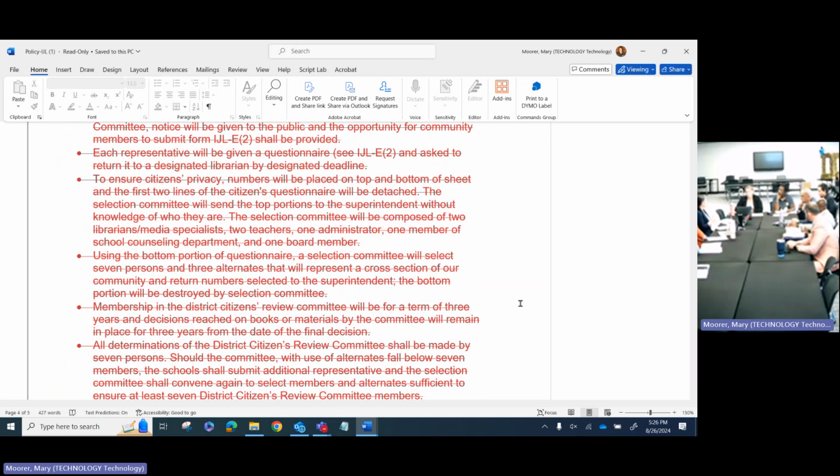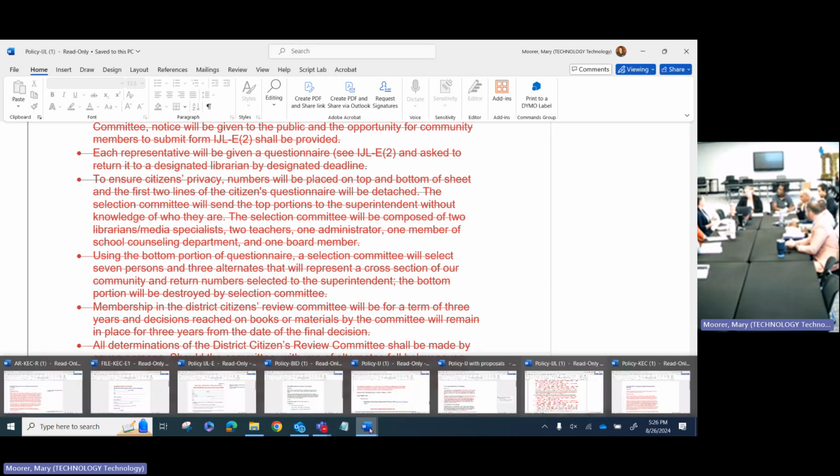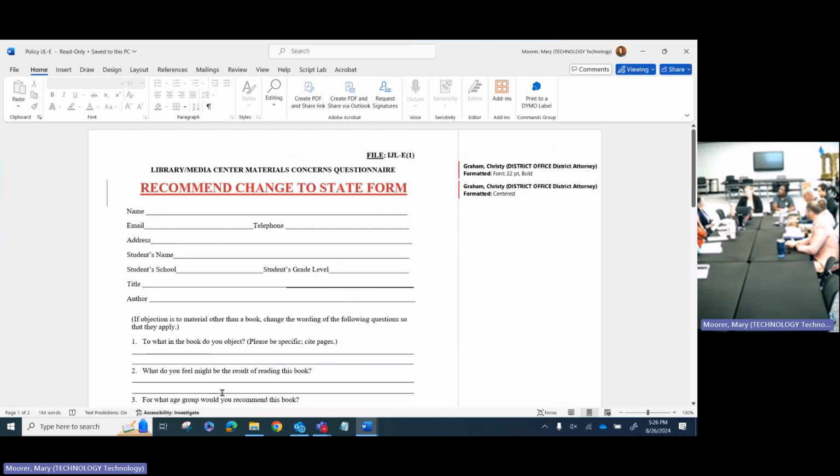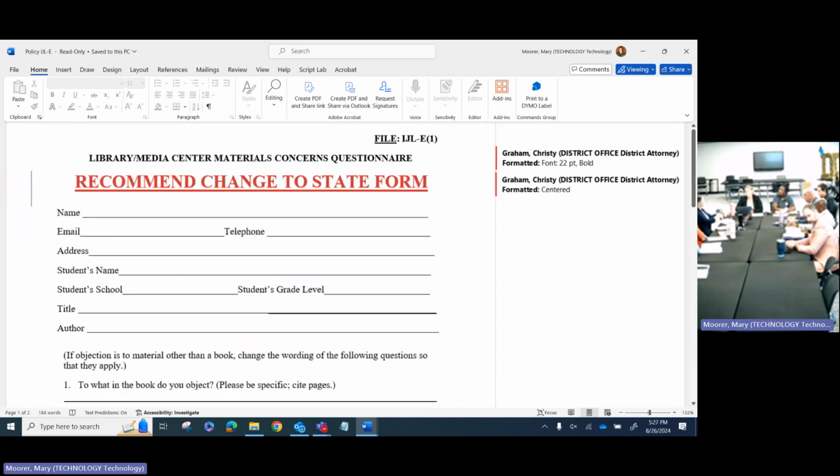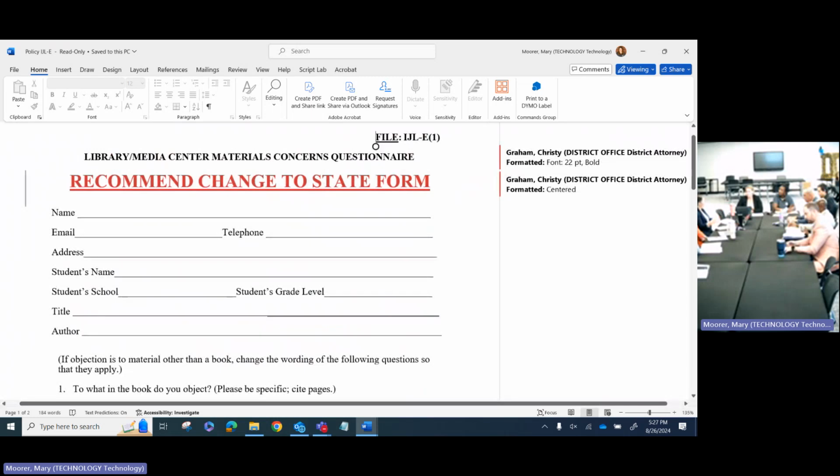So would we select this district citizen review committee with the same process? Yes. There's a form, IJL-E2-E3, perhaps, and community members would be able to fill that form out. I believe we discussed last time that it would not come from recommendations from administrators. It would be publicized in school newsletters, et cetera, that we are seeking applications for the district citizen review committee. Anyone who meets the qualifications would be able to submit an application, and it would be reviewed anonymously by the committee.